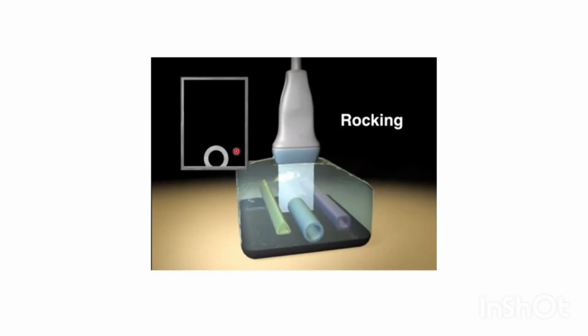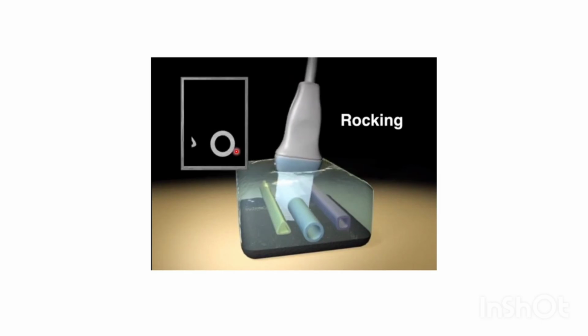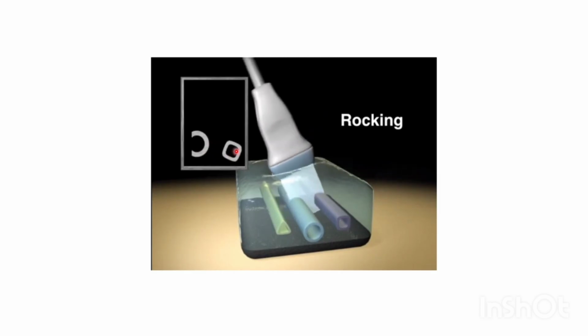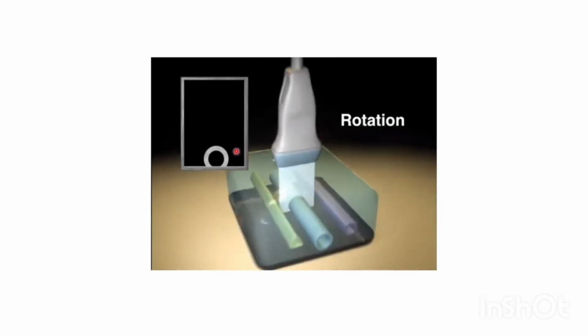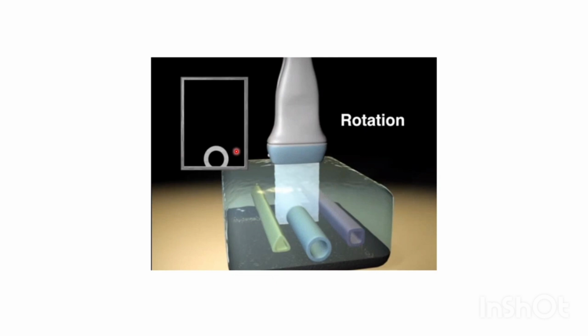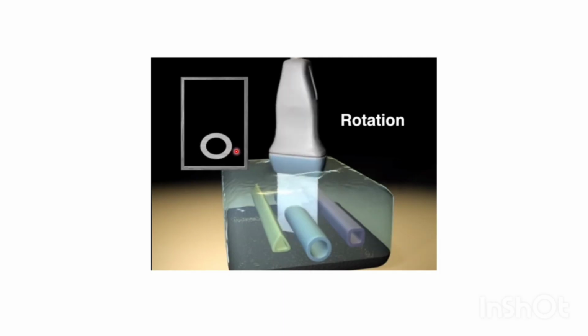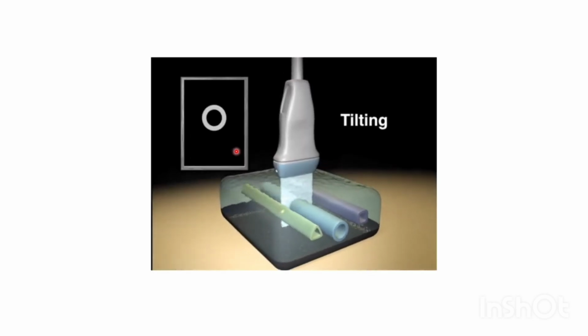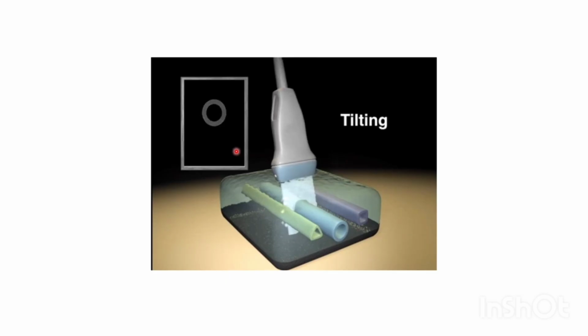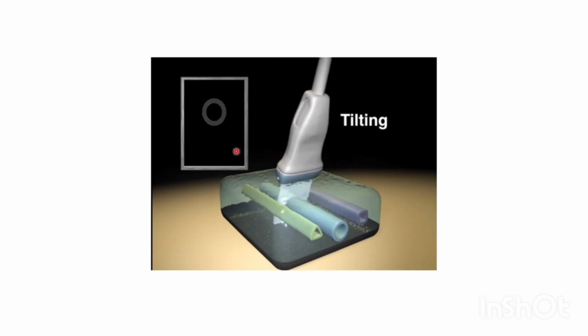Other is rocking. That is how we do rocking and rotation and tilting. Tilting is otherwise called fanning. That is, you angulate, otherwise called angulating or fanning or tilting.